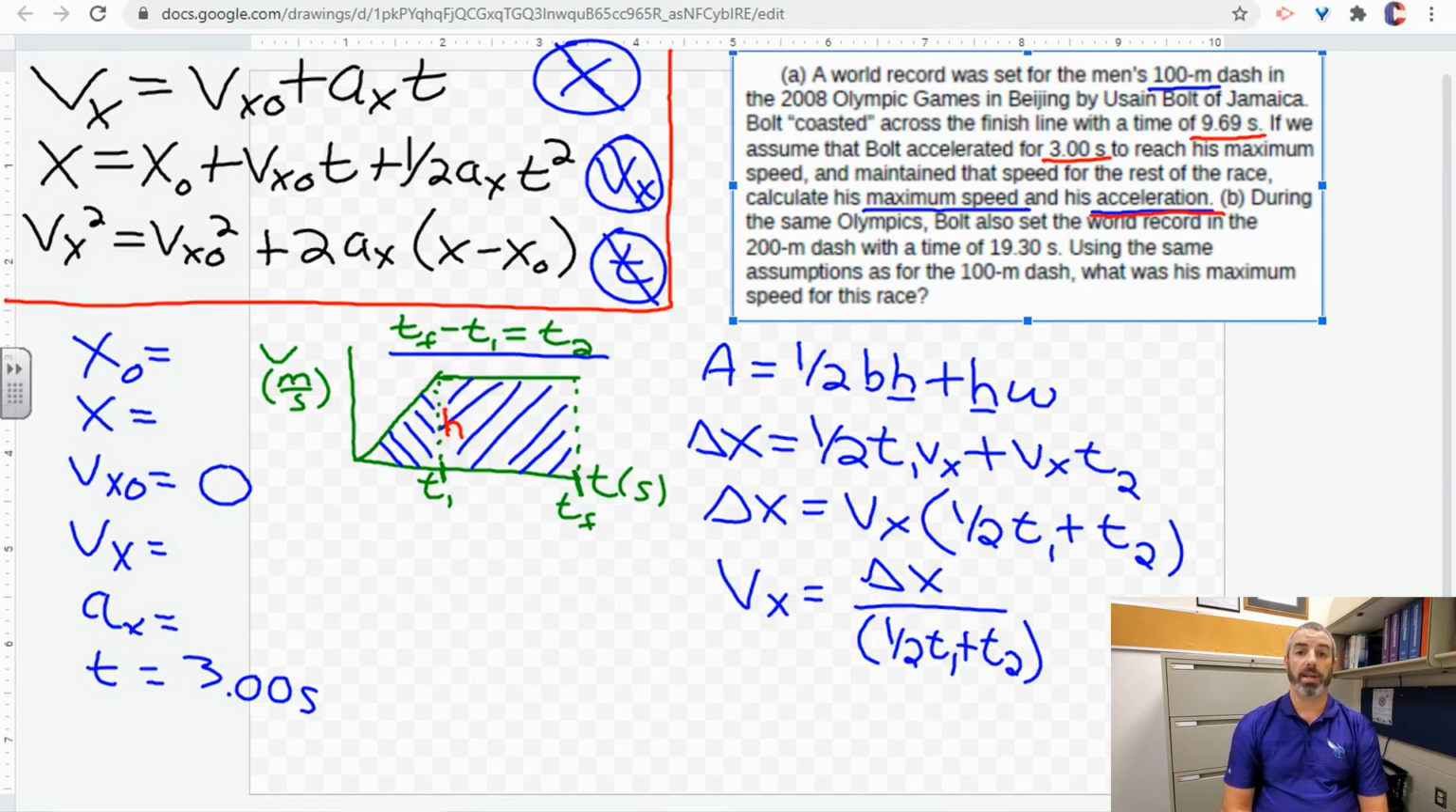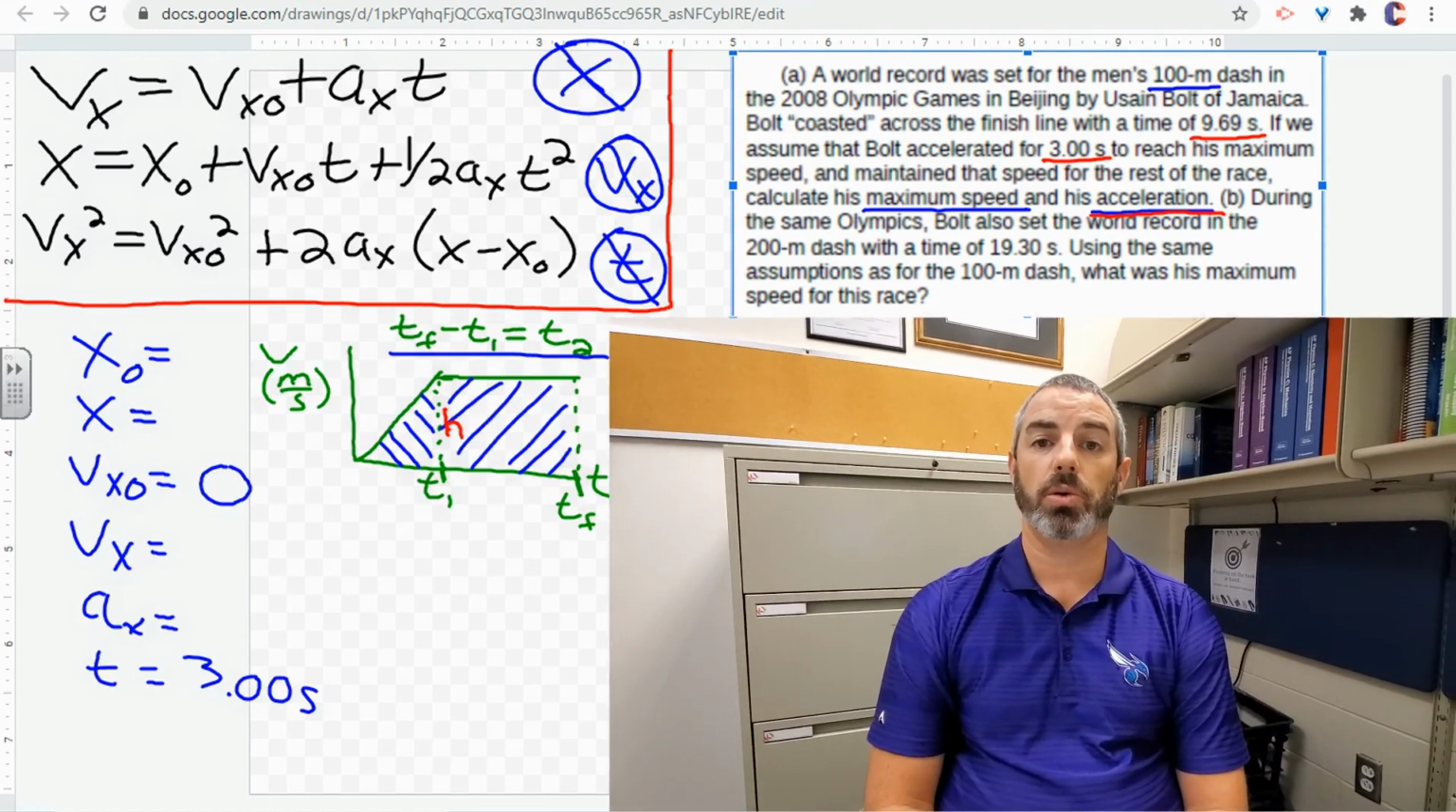So we're ready to solve for both parts A and part B in terms of final velocity. Remember, for part A to find the acceleration, you can find the slope of the line once you find the value of Vx. So here's how you can use your kinematic equations along with a velocity time graph to help you solve a very complicated problem.